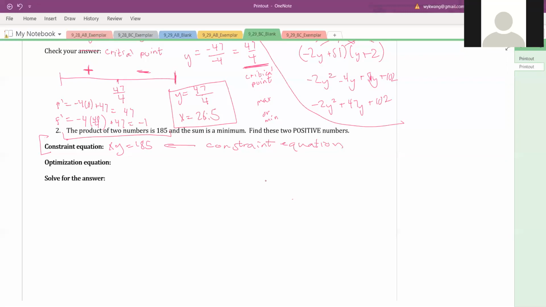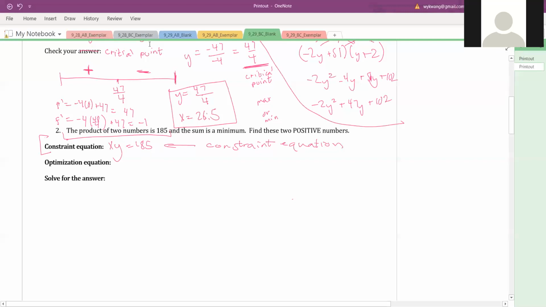Wait, is that xy equals 185? It's xy. xy is equal to 185. Right, so we're told just in the first part that the product of two numbers is 185, and it's very simple. That's the rule we have to follow.